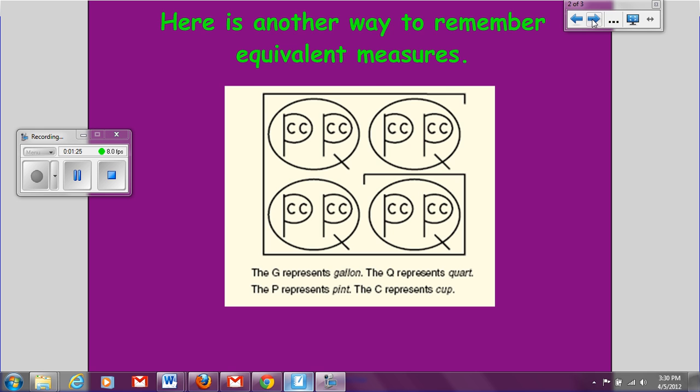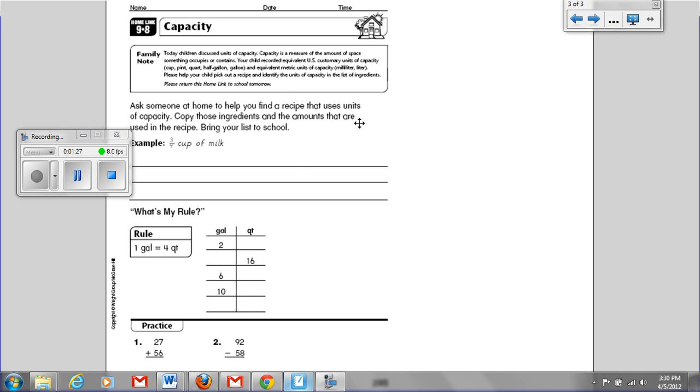And then your home links for tonight, and on the back is where you're going to be writing the one journal entry. But your home links tonight is where you have to find a recipe, copy the ingredients and amounts that are used in that recipe and bring it to school. And then do a what's my rule using 1 gallon equals 4 quarts as your rule.